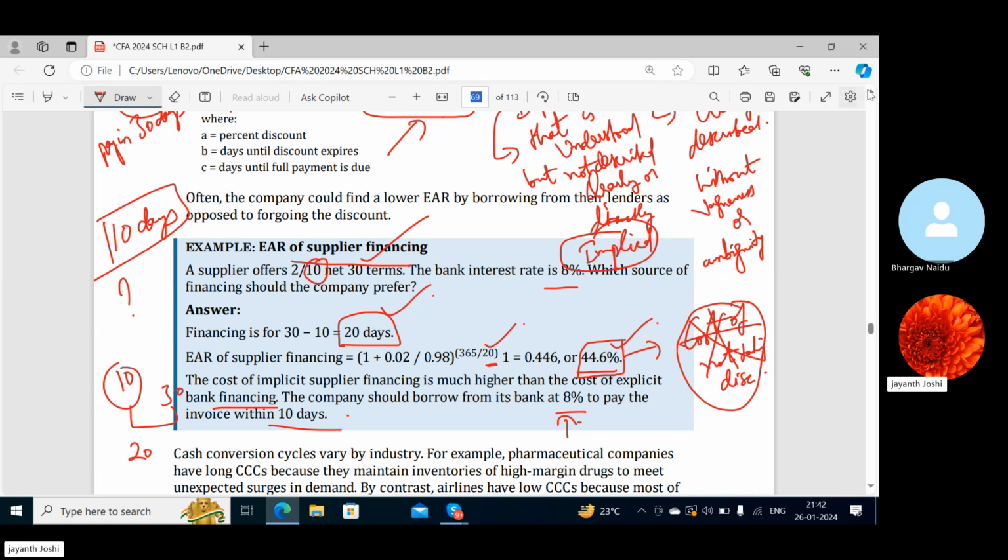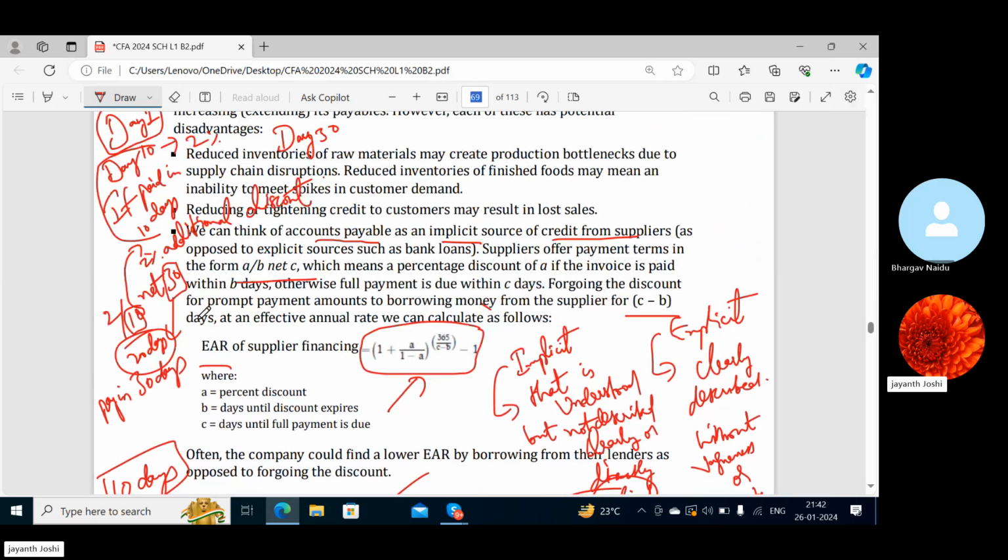They have given the statement: foregoing the discount for prompt payment amounts to borrowing money from the supplier for C minus B days. Foregoing the discount for prompt payment means if you make the payment on day one itself, will you get a discount? No, sir. That means you are not making the payment to the supplier. And if you are not making the payment on the 10th day, you're going to borrow money from the supplier for the additional 20 days, from the 10th day to the 30th day. Right? Now this is clear.